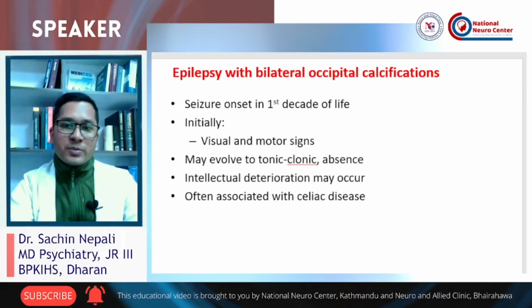Now, epilepsy with bilateral occipital calcification. In these cases, seizure onset is in the first decade of life, and initially there are visual and motor signs, and later that may evolve to tonic-clonic seizure, absence seizure. And in this type of epilepsy, intellectual deterioration may occur. That means there could be subnormal intelligence, and often this is associated with celiac disease, which is an autoimmune disease.